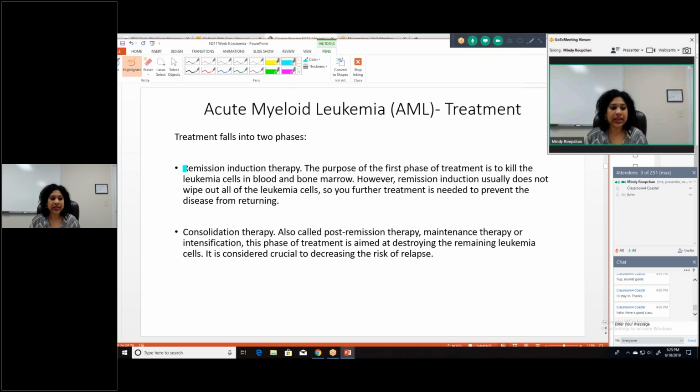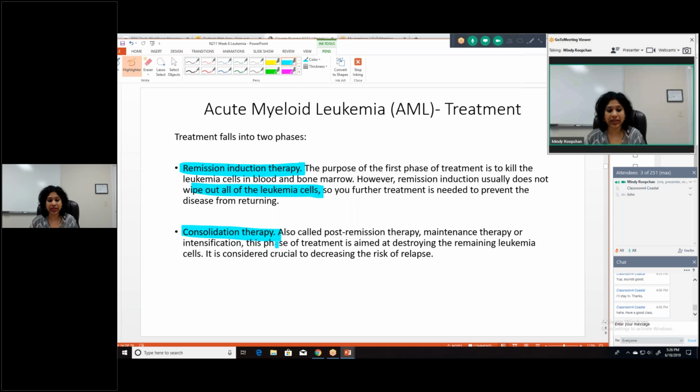There's two phases. They have remission induction therapy and consolidation therapy. For remission induction, the first phase of treatment is to kill the leukemia cells in the blood and in the bone marrow. However, remission induction doesn't usually wipe out all the leukemia cells. So what do we have to do? Further treatment to prevent that disease from coming back.